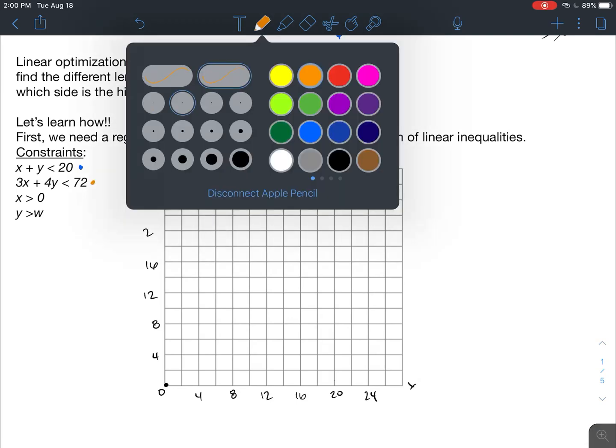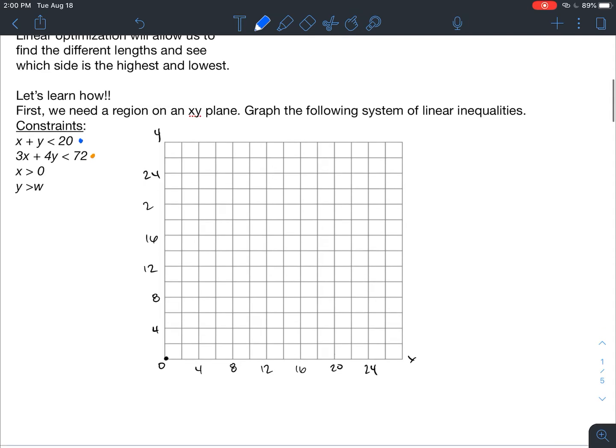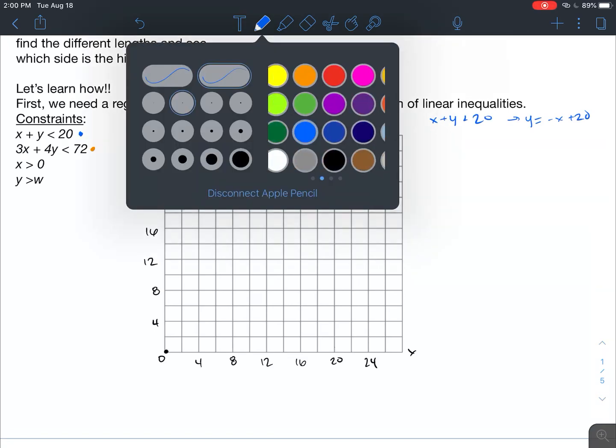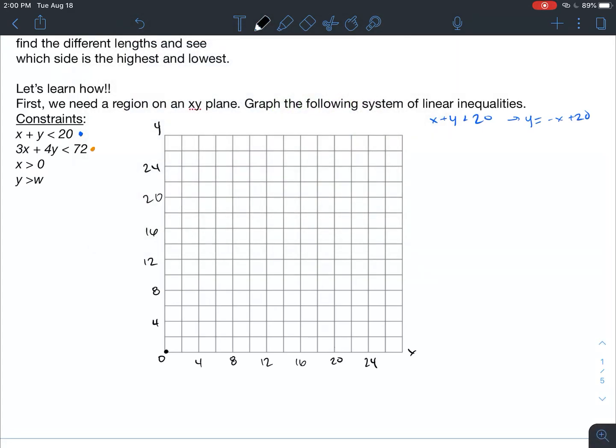All right, so I have color coded my lines. So x plus y is less than 20. Well, we could also subtract the x from both sides and say y is equal to negative x plus 20, right? That's supposed to say 20. Okay, so we know that it crosses the y-axis at 20, and it has a slope of -1. So that's just going to go right down there.